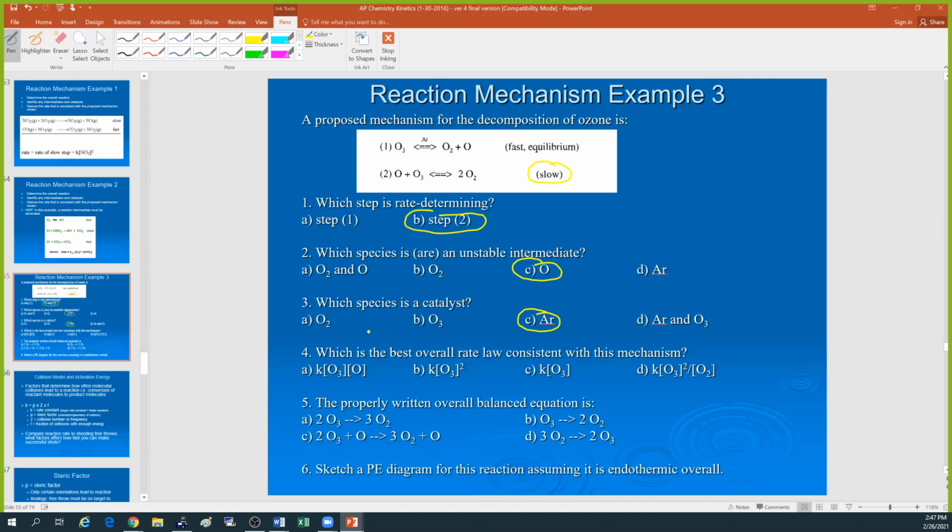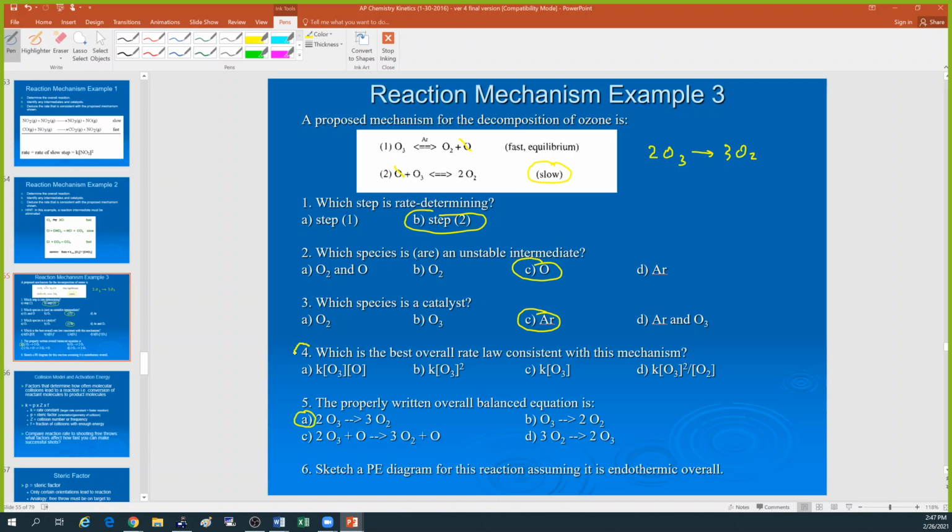Okay. Now, let me skip to number 5 for a moment, where it says just give me the overall reaction. To do that, we cancel our intermediates and just combine the terms of the two equations. So we'd get 2O3 producing 3O2. 2O3 makes 3O2, right? Just adding the two equations and canceling where we can.